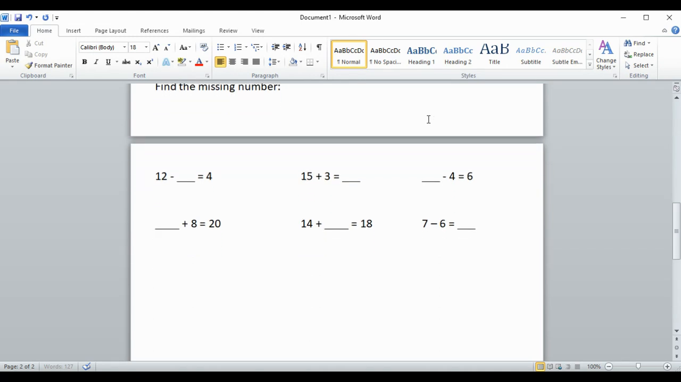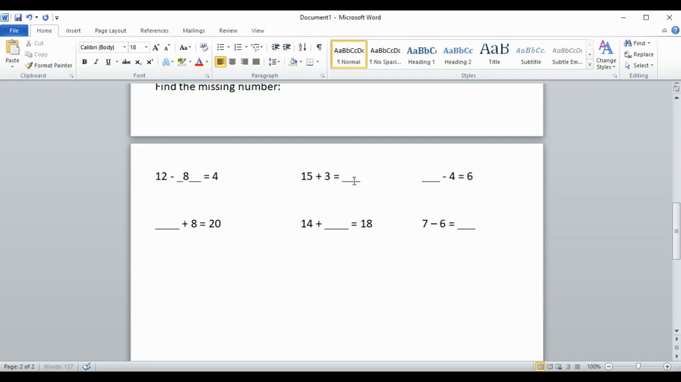So find the missing number. 12 minus what equals 4? What can we put in there? Here's one way to figure that out. You can say, what is 12 minus 4? I hope you said it's 8, because it is. 12 minus 8 equals 4. If you said 12 minus 4, you're going to get 8. If you add 8 plus 4, you're going to get 12. So that's where you can stop and ask yourself all those questions. What you're doing basically is building a fact family in your head.